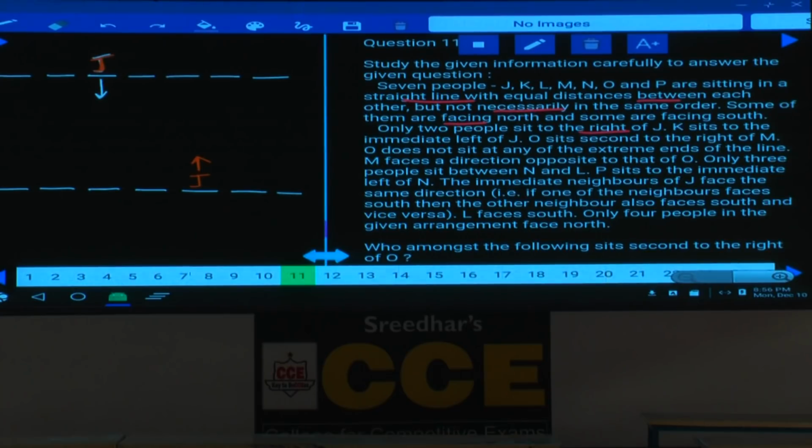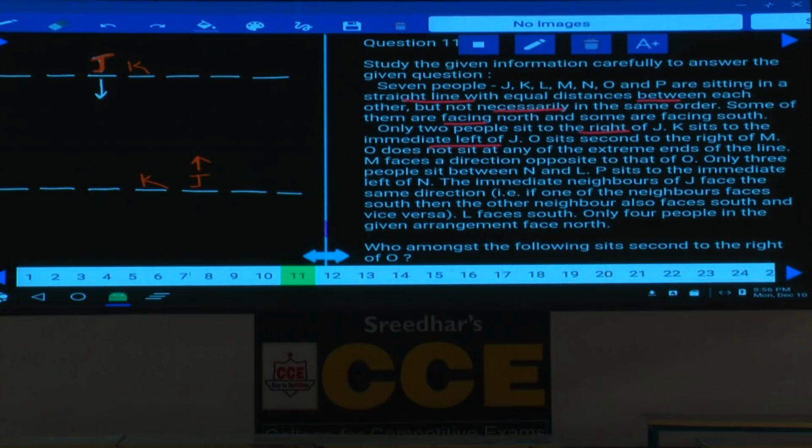And K sits to the immediate left of J. As K is to the immediate left hand side of J, as J is facing south, K will be here, and in the second case K will be here. Only one person, K, is to the immediate left of J. And O sits second to the right of M.